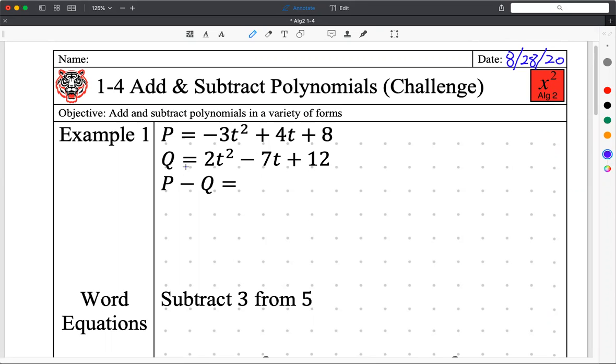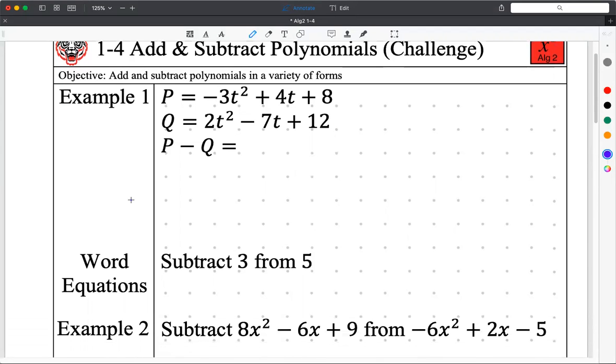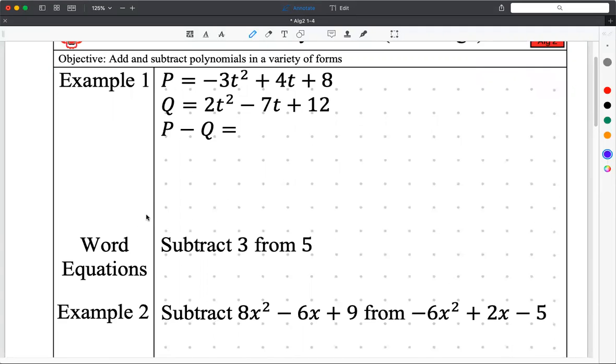Who wants to read our objective today? First come, first serve. Raised hand, objective, Jade. Add and subtract polynomials in a variety of forms. Yep, so more forms. And as I said, this is everything for our notes. We don't have anything else.